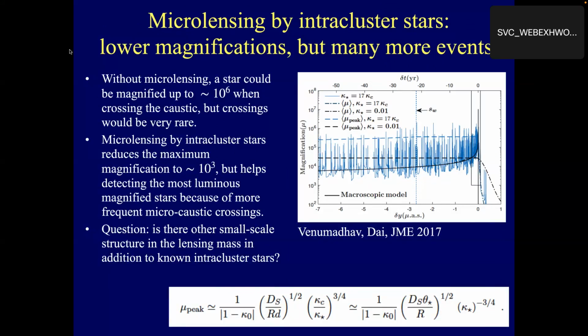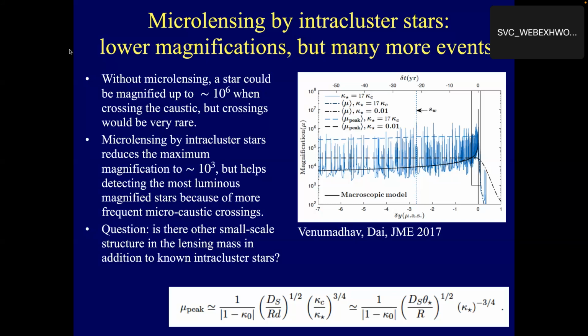If there were no microlensing, if there was a smooth mass distribution, then a star could be magnified as much as 1 million. That's basically the square root of the Einstein radius of the cluster divided by the angular size of your star. It can be as high as 1 million. But crossings would be very rare because you only get to see rather luminous stars when they cross the caustic. That wouldn't happen very often.